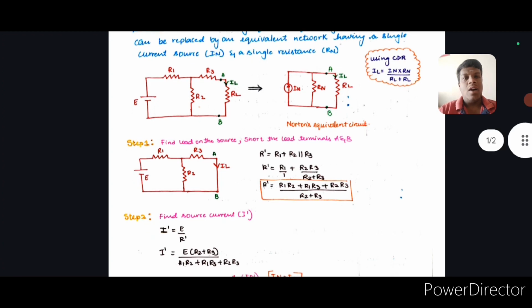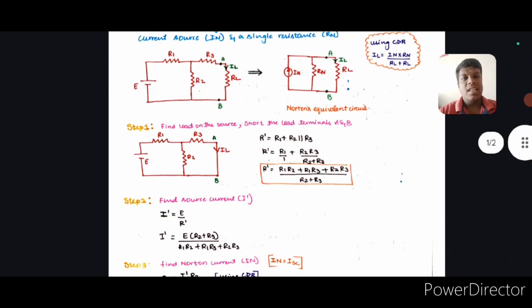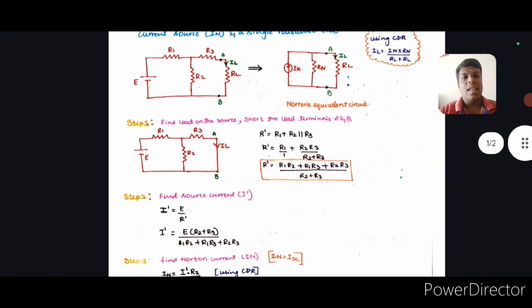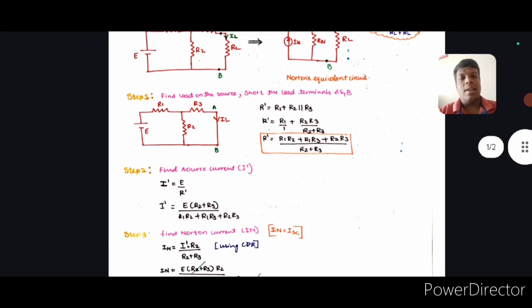When we solve this equation, we get R1 dash is equal to R1 into R2 plus R1 into R3 plus R2 into R3, divided by R2 plus R3. To find the current I dash, it is nothing but V by R, where V is E. We substitute the R dash value in the above equation and take the reciprocal, where I dash is equal to E into R2 plus R3 divided by R1 R2 plus R1 R3 plus R2 R3.